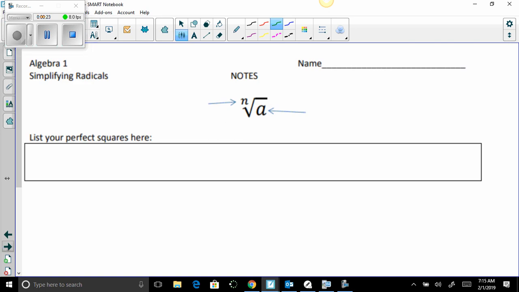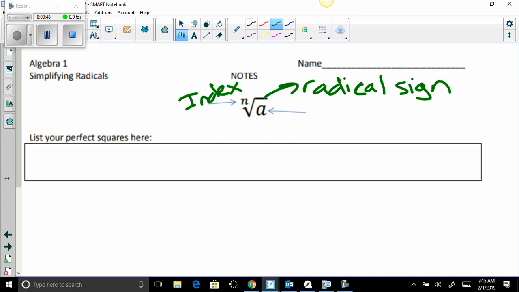So if we look at the radical that I've given you here, this is your radical sign. Some of you may know it as the square root sign, but you have to keep in mind it is not always going to be the square root sign. It depends on what your index is, whether it's going to be a square root, a cube root, or another type of root. So this number out here is your index.